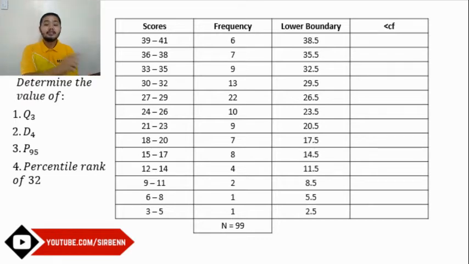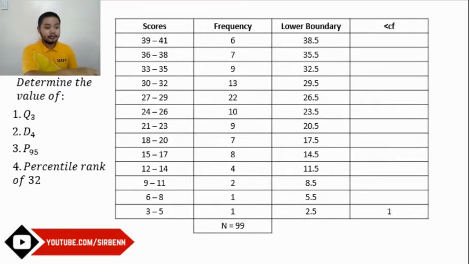Ayan siya. So, cumulative less than, ganito yung gagawin natin. Magsisimula tayo doon sa pinakamababa. So, when I say pinakamababa, looking at the scores, yung pinakamababang scores is yung 3 up to 5, di ba? So, doon tayo mag-i-start sa frequency nila. So, we will write 1 here.